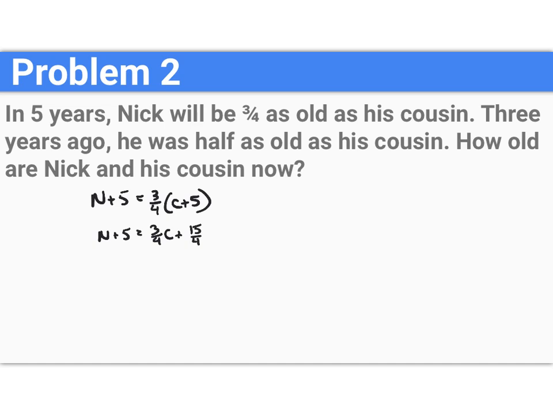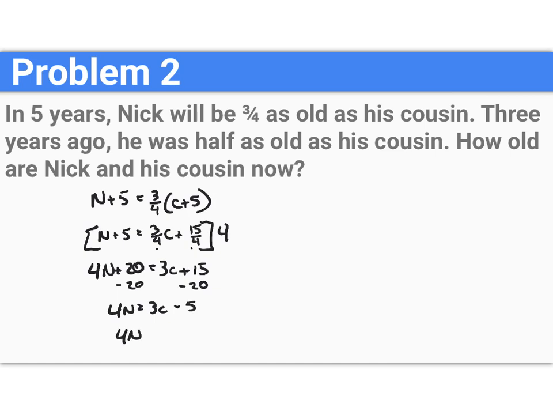Okay, so let me show you a little trick here. When you're dealing with fractions, you can get rid of fractions by multiplying by the bottom. Since both of these have a denominator of 4, if I multiply by 4, then those bottoms go away. But remember, you have to multiply the entire thing by 4. So if I subtract 20 on both sides, I get 4n equals 3c minus 5. So I get 4n minus 3c equals -5.